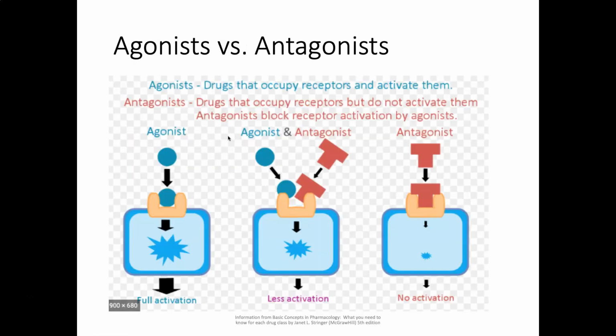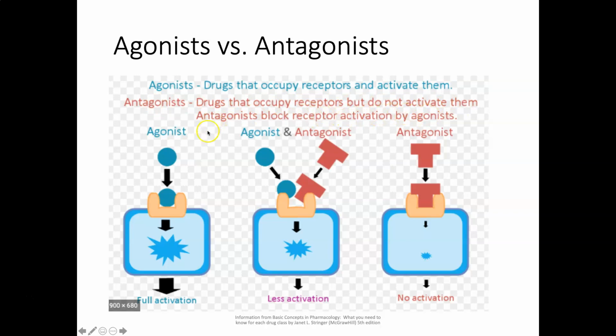Okay, so let's talk about agonists and antagonists. Agonists, again, are drugs that occupy receptors and activate them so that the medication can move forward and do what it needs to do. Antagonists are drugs that occupy receptors but do not activate them. They block receptor activation by the agonist.